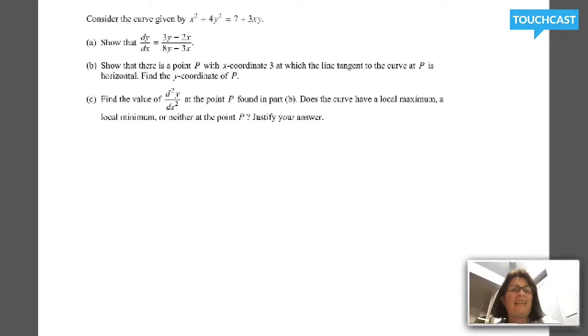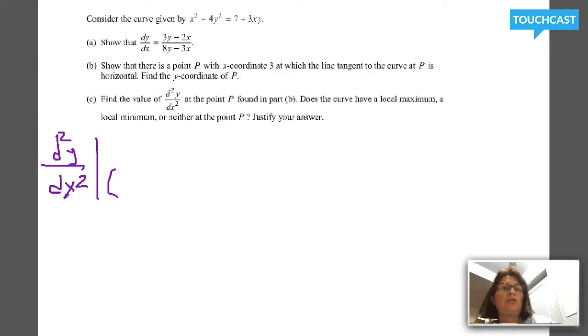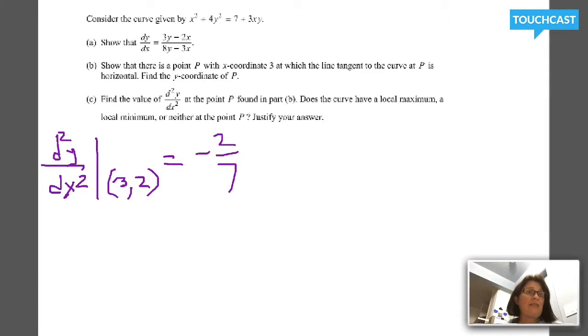All right, so I just found out that d squared y dx squared evaluated at the place where x is 3 and y is 2 equals negative 2 sevenths. And I have then a next question. Does this curve, the original curve, have a local minimum, a local maximum, or neither at the point P? So most of the time when you see a question about a local minimum or a local maximum, you're going to think of the first derivative test.